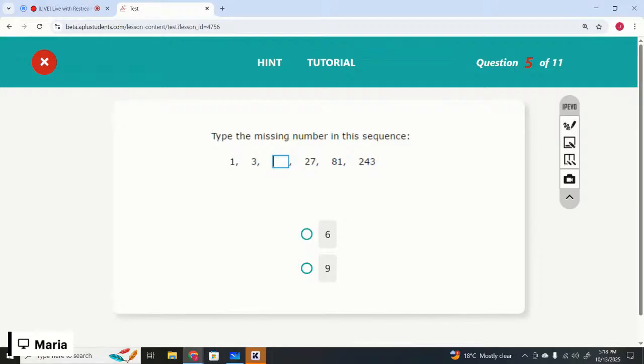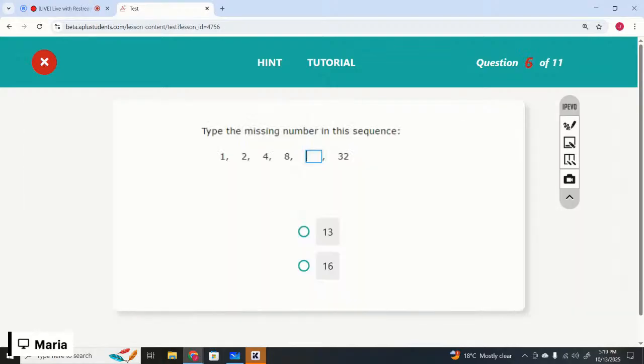Type the missing number in the sequence. So which number is it? 9 it is. The pattern is growing by multiplying the previous number by 3. So 3 times 3 is 9.